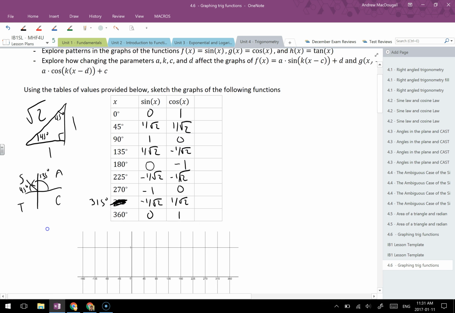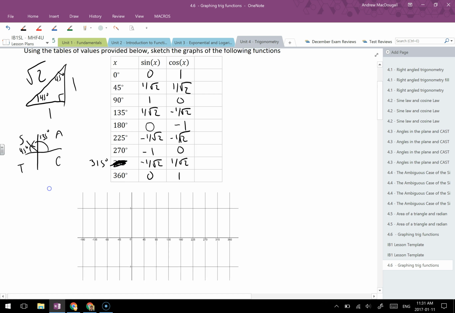Okay, now we can use this table of values. We can sketch this graph. So let's do sine in blue. Sine of 0 is 0. Sine of 90 is 1. Sine of 180. Every 90 degrees, it jumps between middle, max, and min. Sine of 270 is negative 1. 360. We connect the dots, it looks something like this.